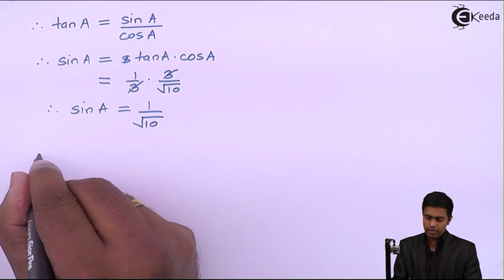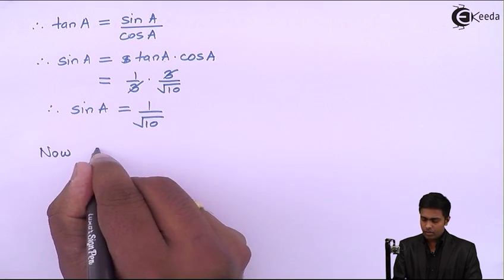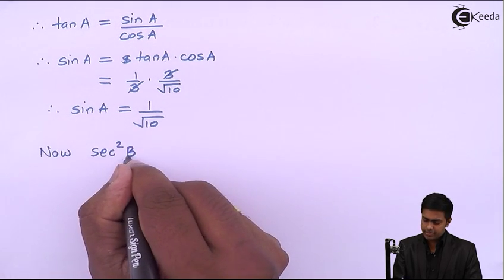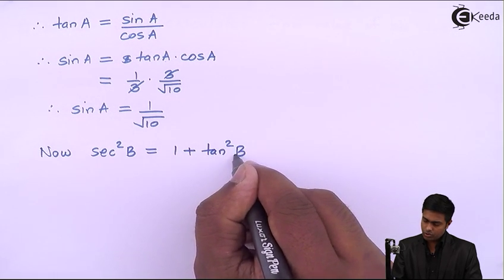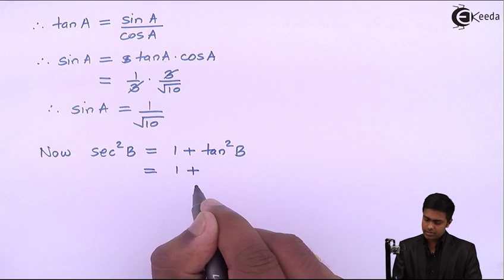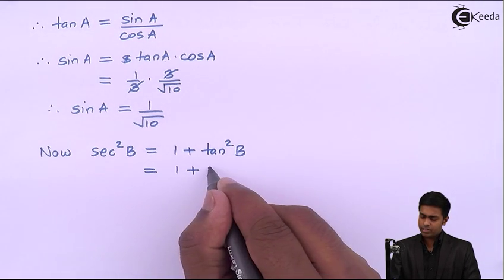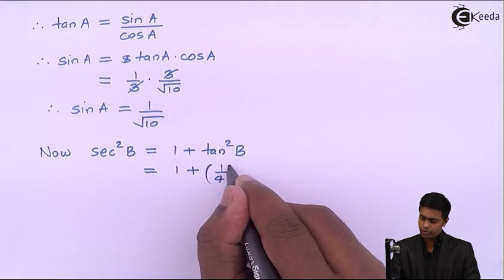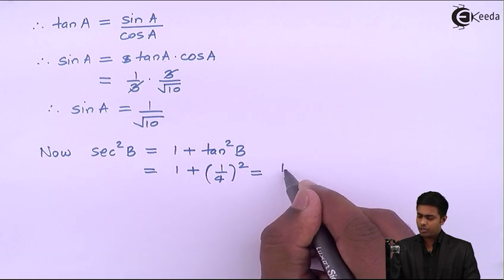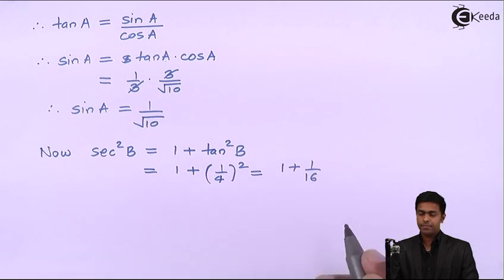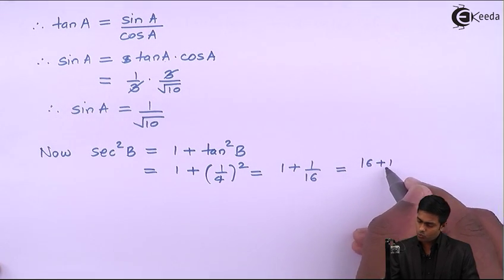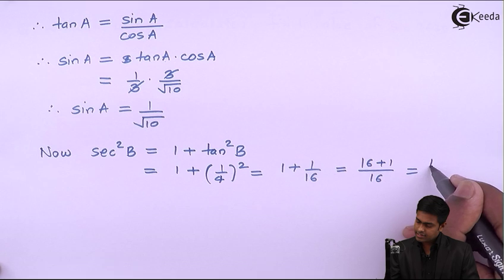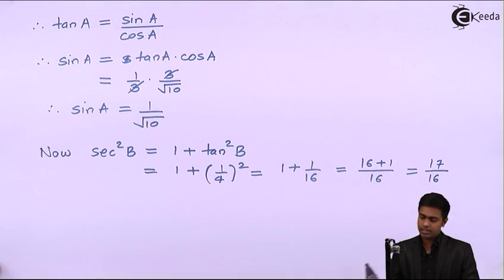Therefore, now I'll say sec square B is equal to 1 plus tan square B, which is equal to 1 plus, now the value of tan B is 1 by 4, so it's 1 by 4 the whole square, which comes out to be 1 upon 16. If we take the LCM, we get 16 plus 1 upon 16, that is 17 upon 16 as the value of sec square B.